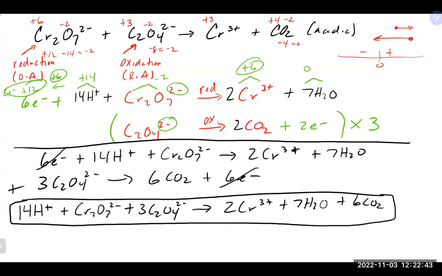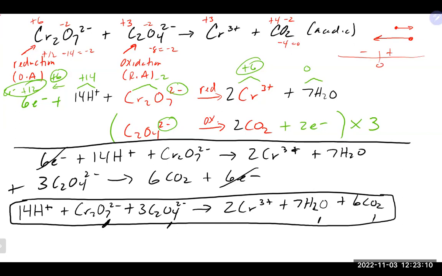So once again, here we should be balanced both ways. So we got 14 hydrogens on the left, 14 on the right, 2 Crs on the left, 2 on the right. We got 6 carbons on both sides. Oxygen, there are 7 in this guy and 12 in that guy. That's a lot. That's like 19, I think. And we got 7 there and 12 there, which would be 19 as well.